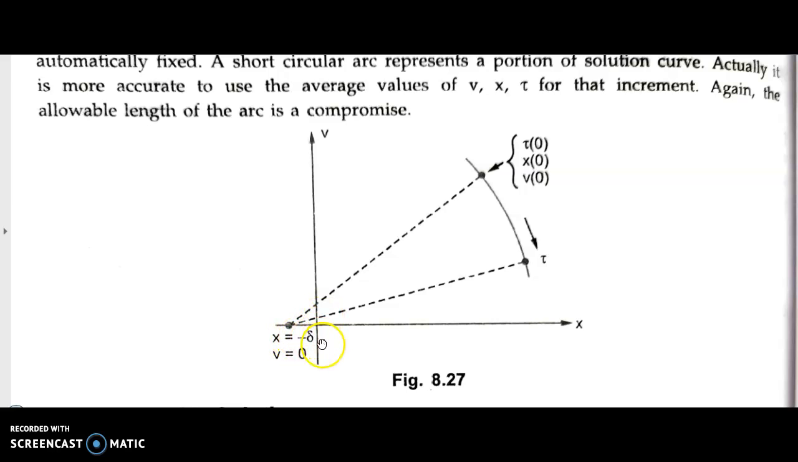These values of delta determine the center of the circular arc located on the x axis. The radius r is automatically fixed here. A short circular arc represents a portion of the solution curve. Actually, it is more accurate to use average values of v, x and tau for that increment. Again, the allowable length of the arc is a compromise here.